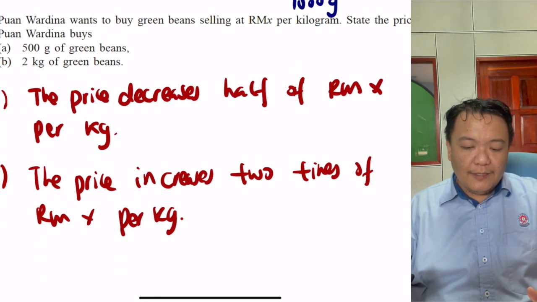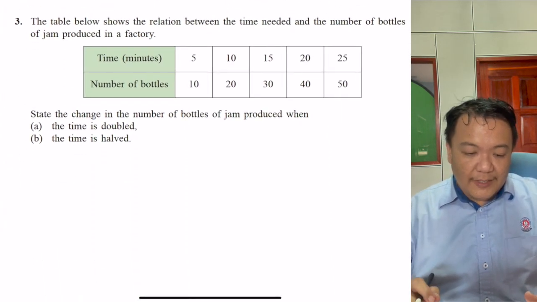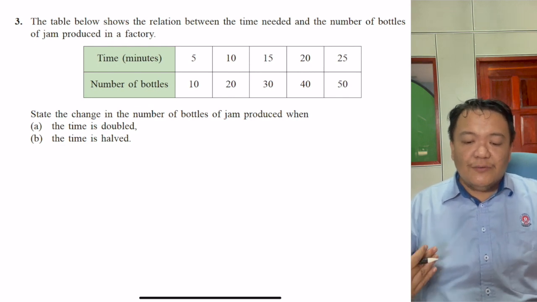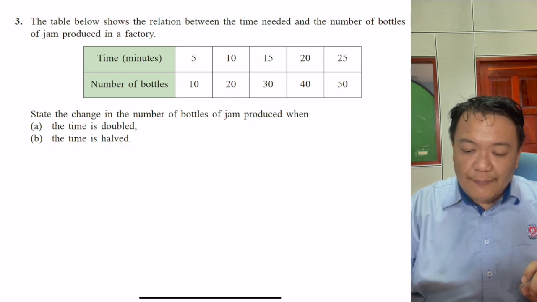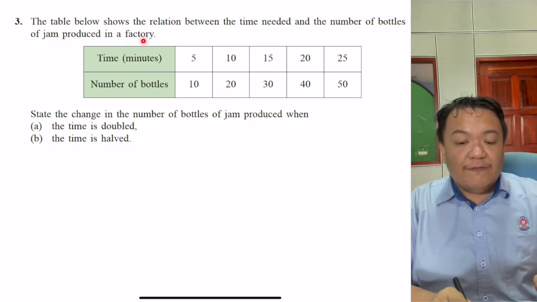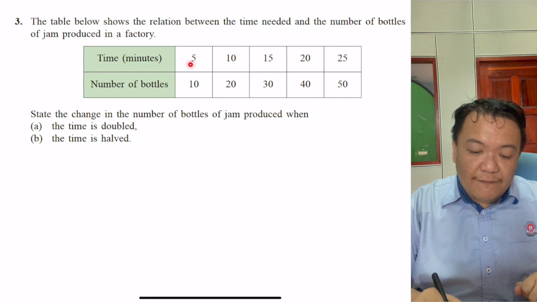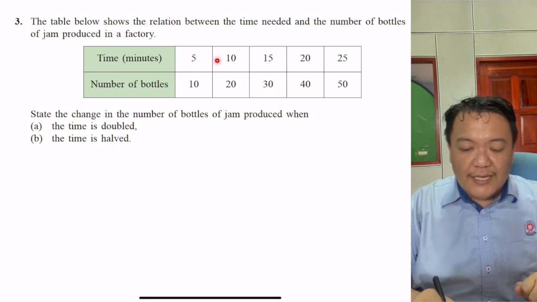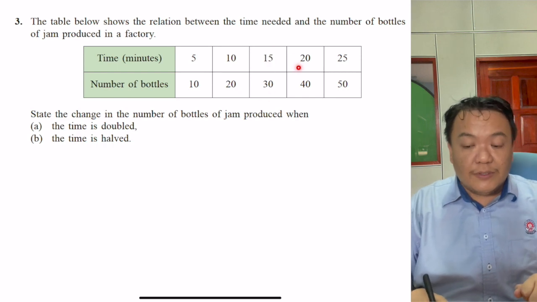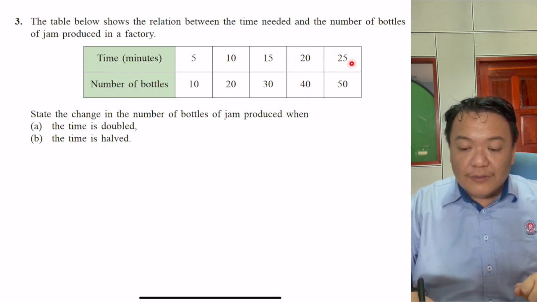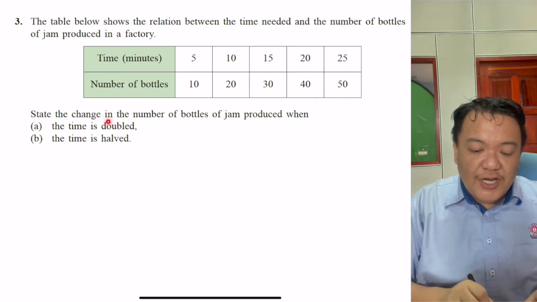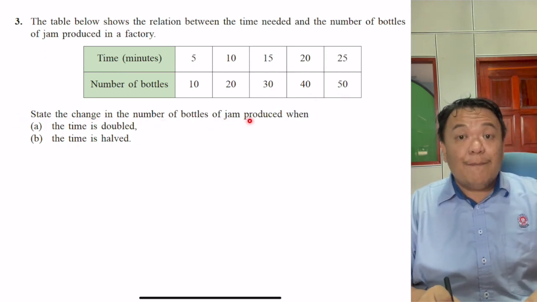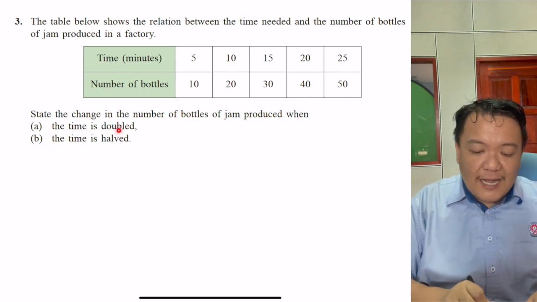Okay, next, the table below shows the relation between the time needed and the number of bottles of jam produced in a factory. For example, 5 minutes 10 bottles, 10 minutes 20 bottles, 15 minutes 30 bottles, 20 minutes 40 bottles, 25 minutes 50 bottles. Okay, state the change in the number of bottles of jam produced when the time is double.